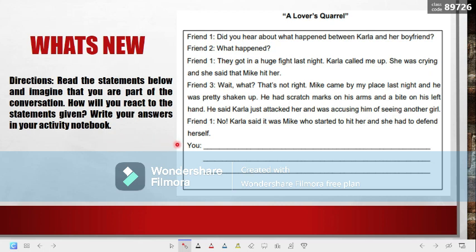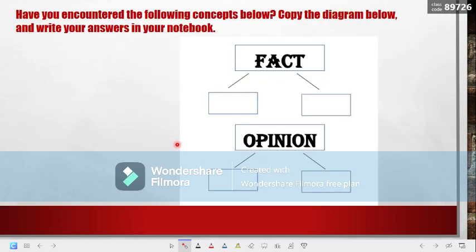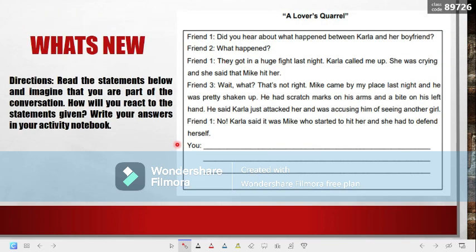Okay, so before we discuss fact and opinion, let's have this activity first. It is entitled A Lover's Quarrel. There are three friends in this conversation.